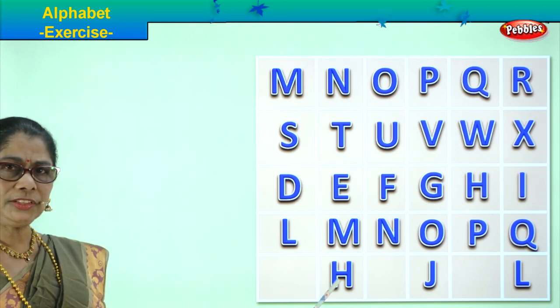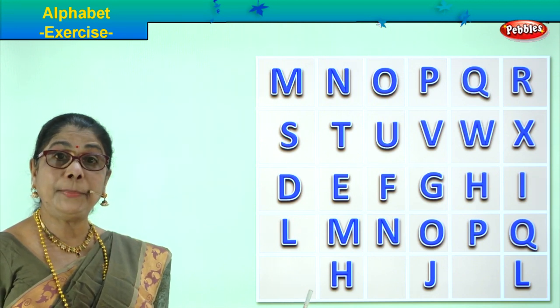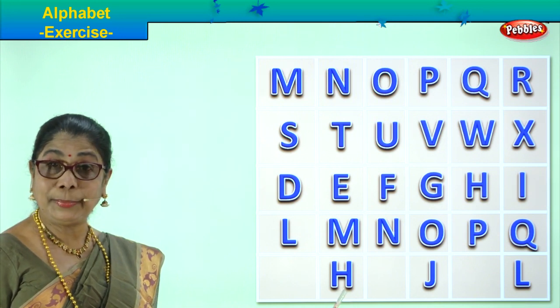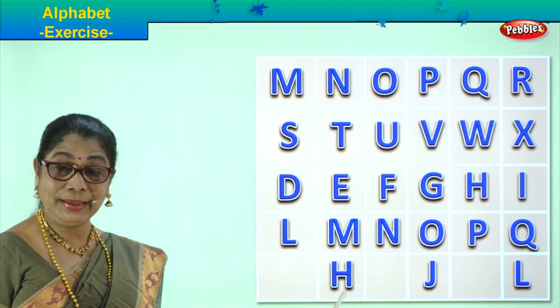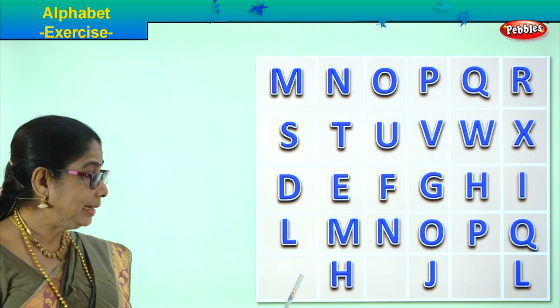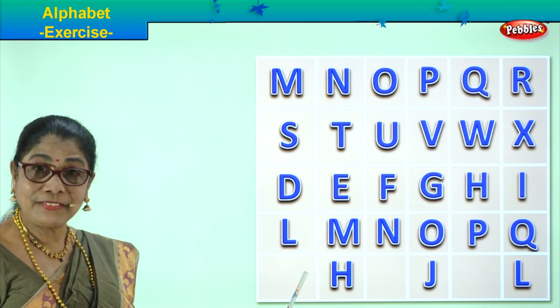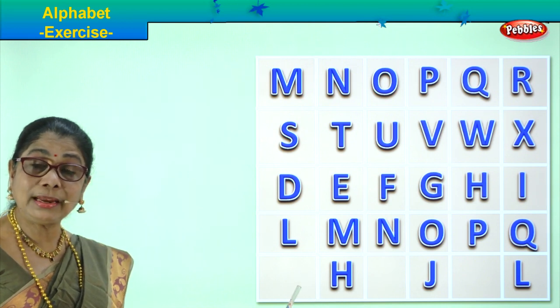Let's do the last row of filling up the big capital letters. Now, we have H here. We should know what is the letter that comes before letter H. Let's say the alphabet in order. A, B, C, D, E, F, G, H. What is the letter that comes before H?